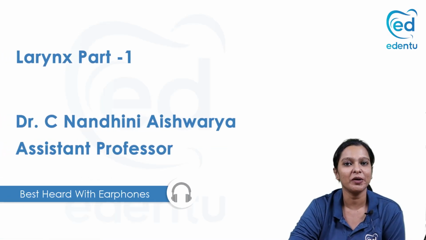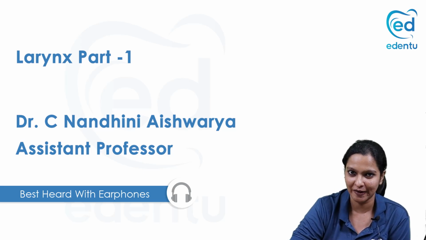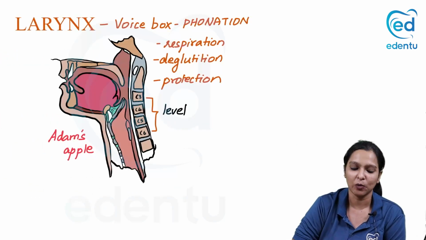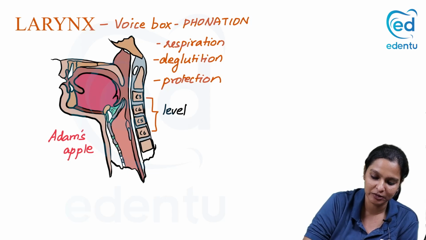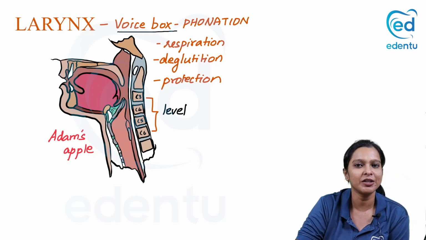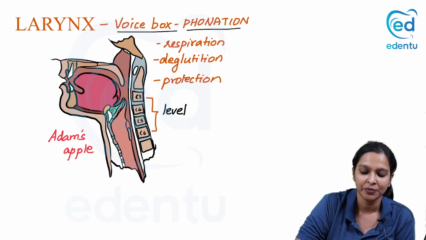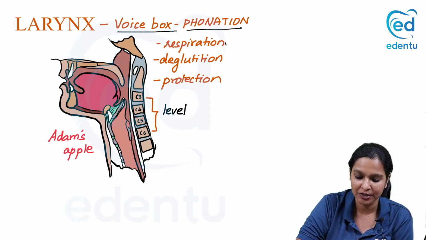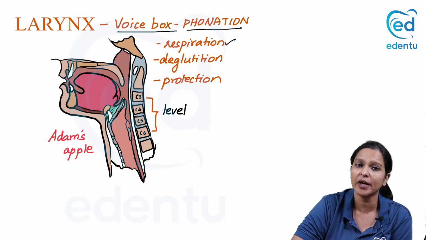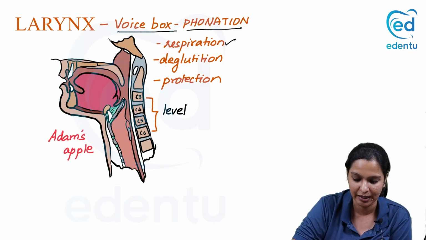Everyone, in this video we are going to see the anatomy of the larynx. Before moving to that, what is the larynx? It is the voice box. It helps in phonation, or production of voice. It also helps in various other functions, which is respiration. It is part of the upper respiratory tract.